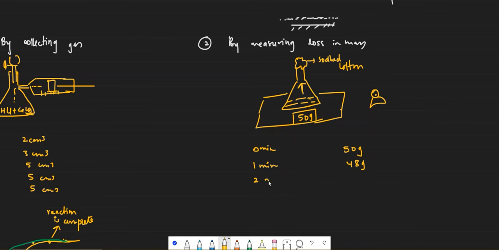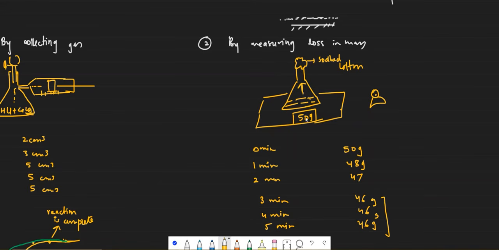Let's say after 2 minutes, they reduced to 47. After 3 minutes, they reduced to 46. After 4 minutes, they remained at 46. And after 5 minutes, again they remained at 46 grams, obviously. Right? What does this constant value suggest?